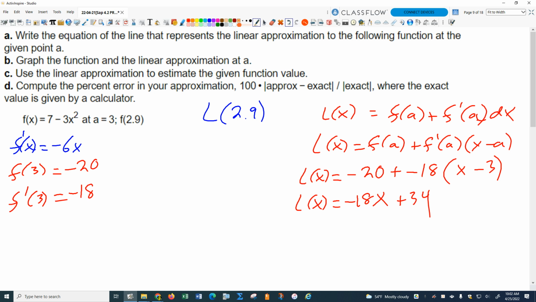And there's our linear model. Now we can just plug values in. We could conveniently plug in 2.9. And this is just a line, so it's pretty easy. We don't have to do any exponentiation here, right? Negative 18 times 2.9 is not a big deal to calculate, plus 34.